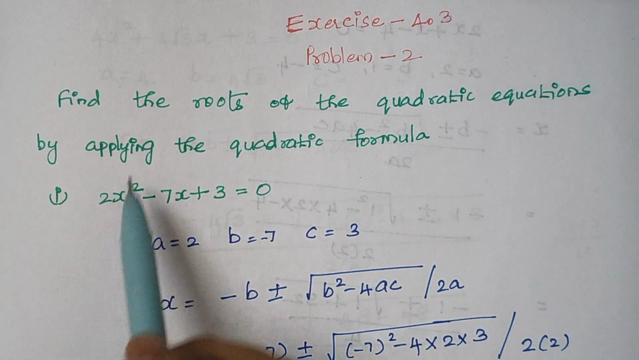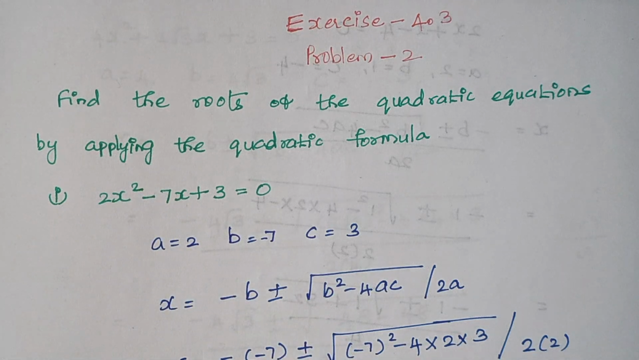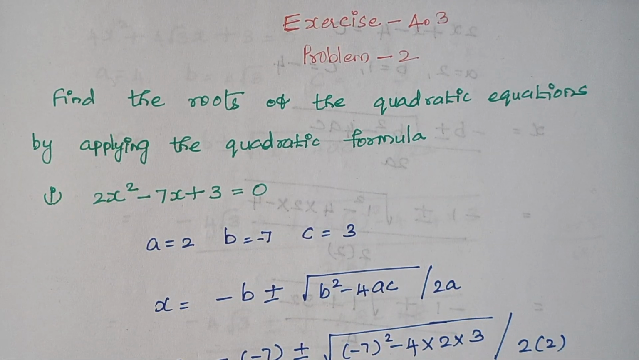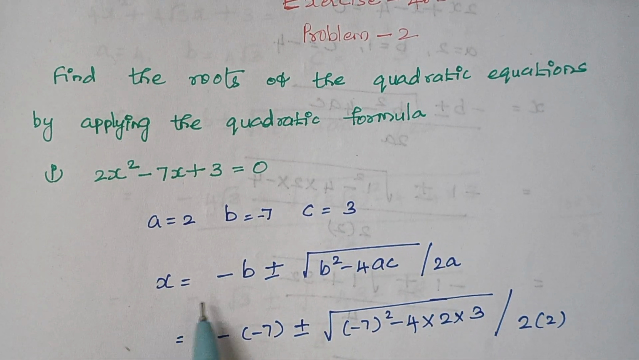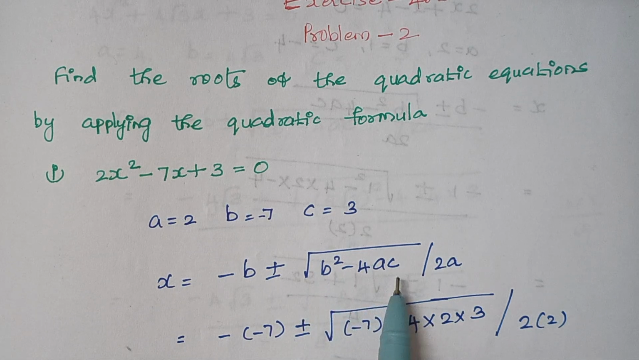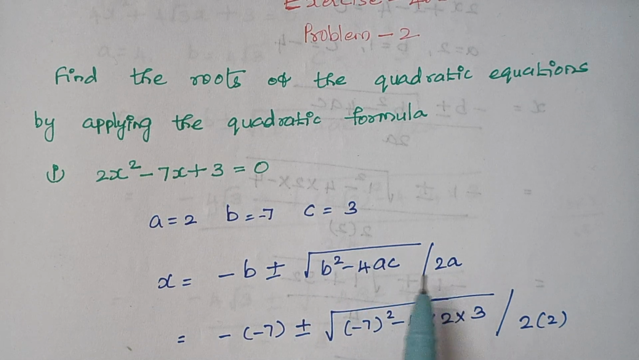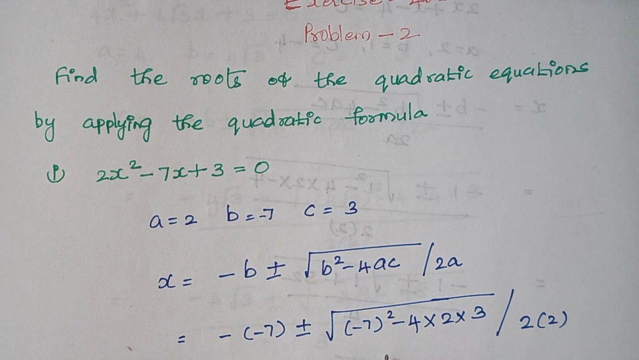So this is a quadratic equation, that is the maximum power is 2. So finally we will be having two solutions for this given equation. So here the formula is x is equal to minus b plus or minus root of b square minus 4ac by 2a. So here we know the values of a, b and c. So we are going to substitute.